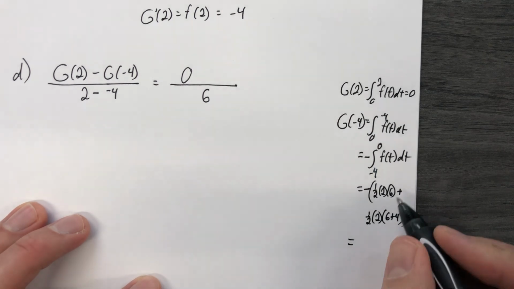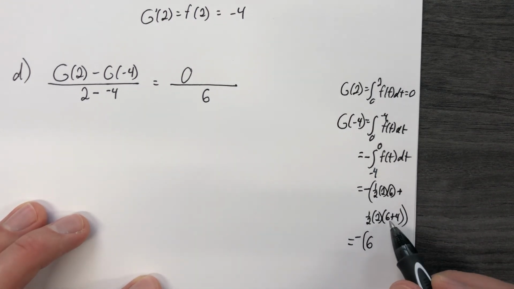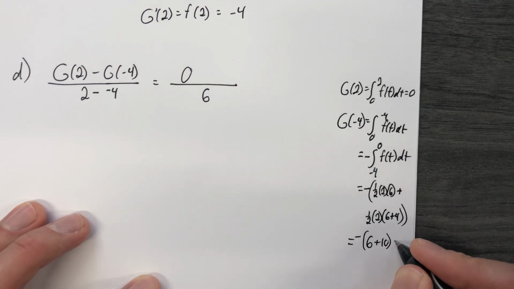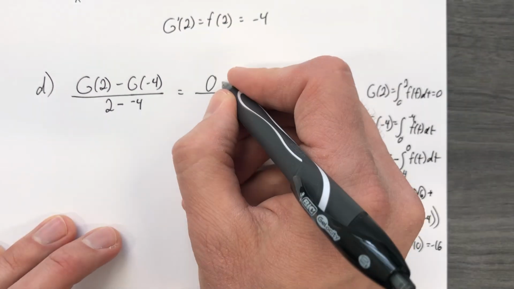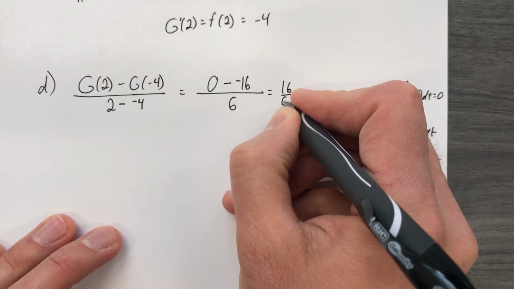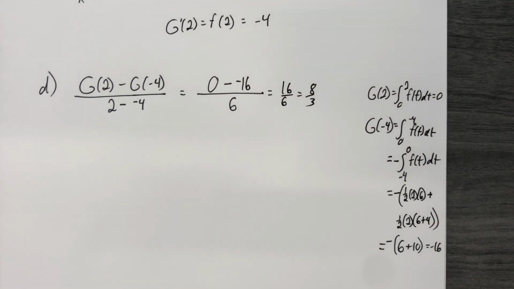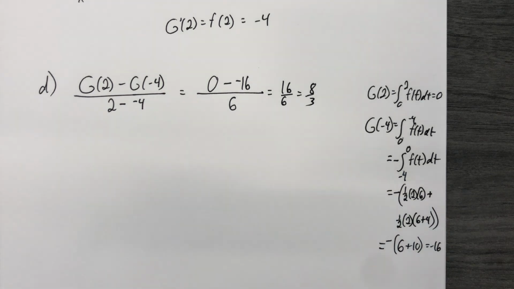And we're going to have, let's see, 6 here and 10 here. So negative 16, and we have minus negative 16. Be careful with that. 16 over 6, which is 8/3. Okay, mission accomplished on the first sentence. We haven't even finished reading the problem yet, though.